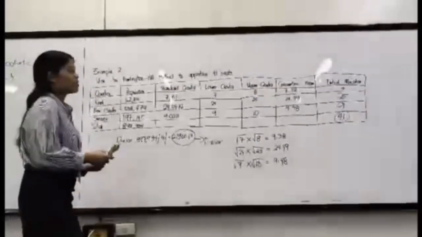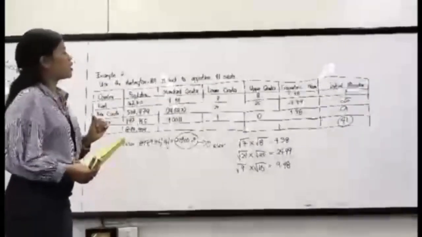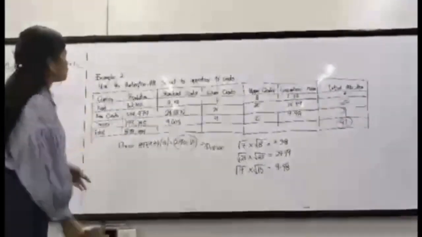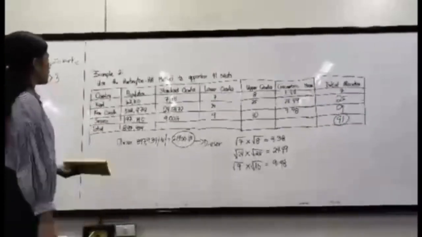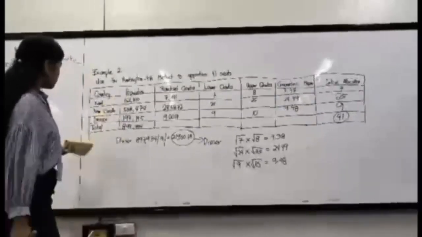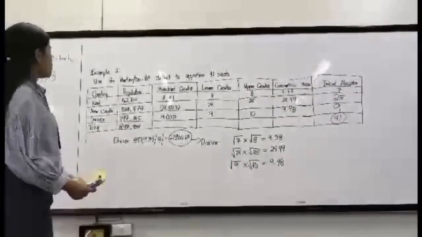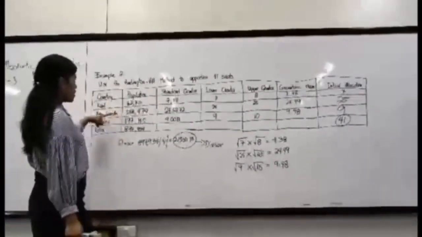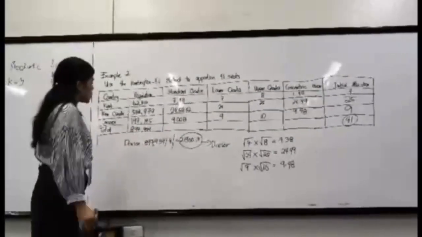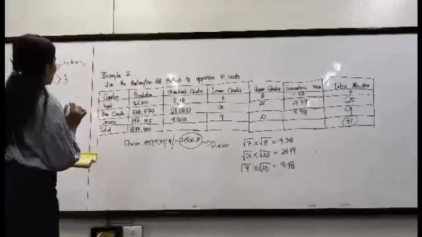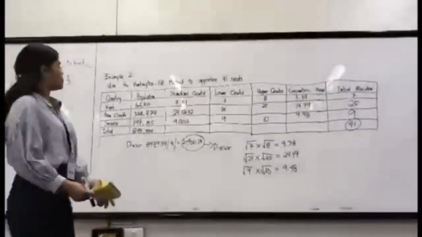So let's proceed to example number 2. Use the Huntington-Hill method to apportion 41 seats. So to get the apportionment of the 41 seats, we should total the population. So the total population is 897,934.